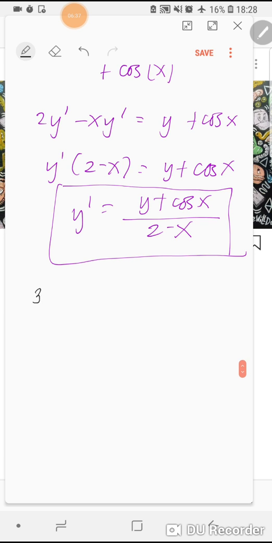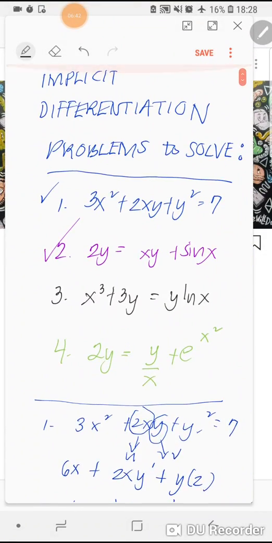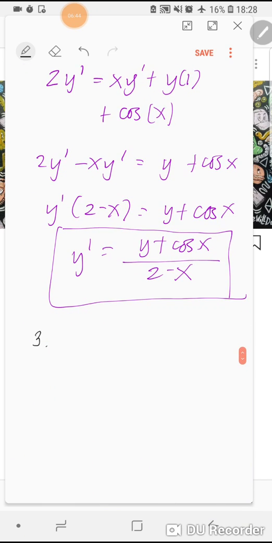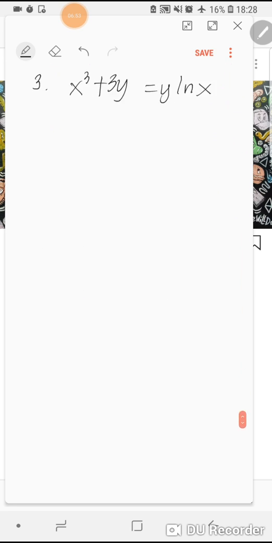Let's go to number 3, which is x cubed plus 3y equal to y ln x. Just by focusing on this, you can pause the video and give yourself like 5 minutes to solve it, and if you've already answered it, you can compare it to my answer. I'll try my best to simplify everything so that we can be on the same page.